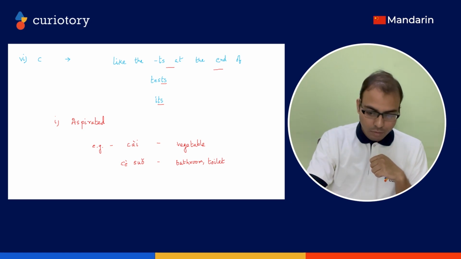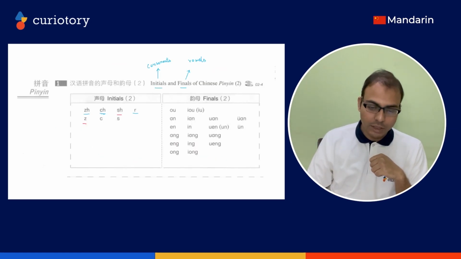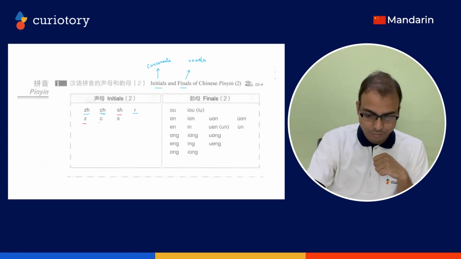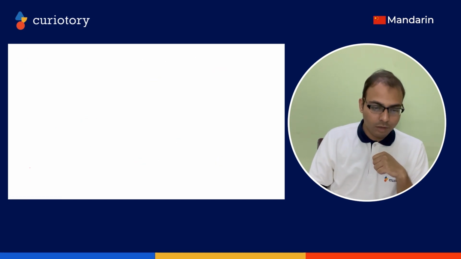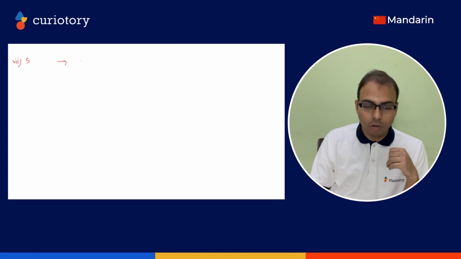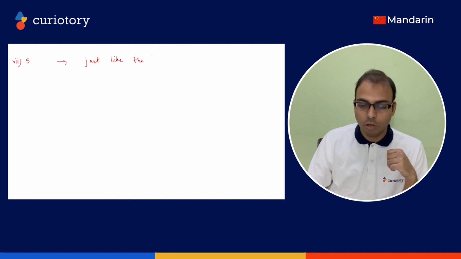So now let's get back to our last initial of today's class, which is S. What is the rule about S? There is no special rule about S, just like the S in English. So it's very easy. Let's take two examples.